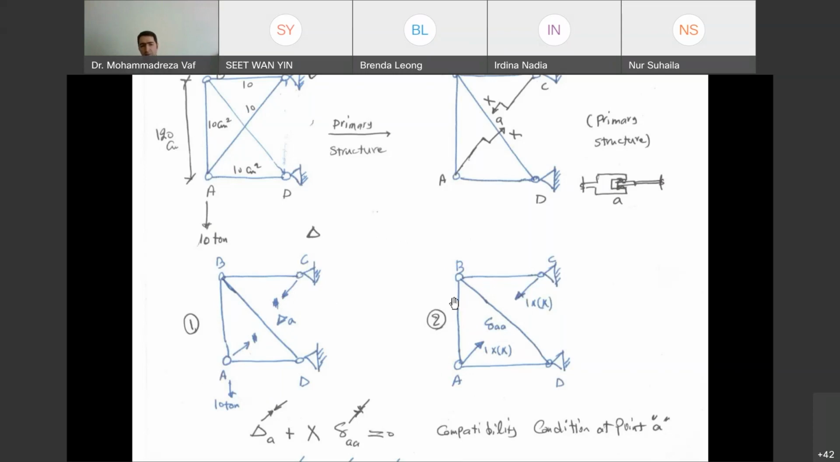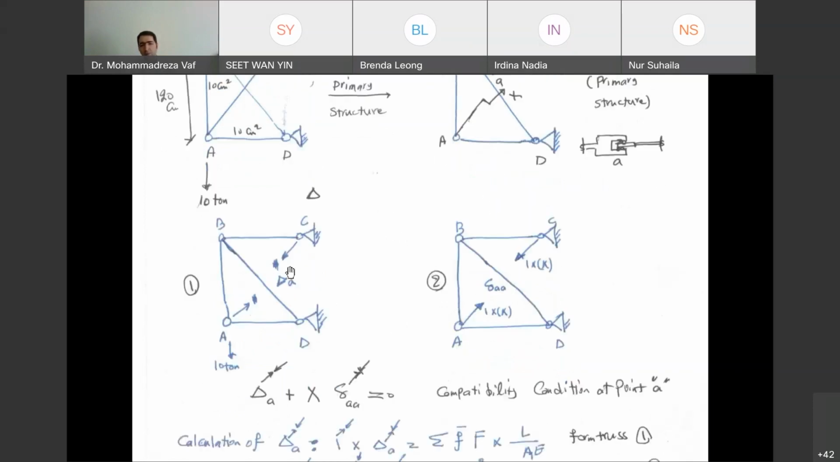So right now we are going to have two trusses. The combination of these two trusses is going to represent the real structure. How can it happen? Only when delta A equals delta AA. Similar to what we said for the support reaction case, if delta A and delta AA are the same, then these two structures can represent the real structure.